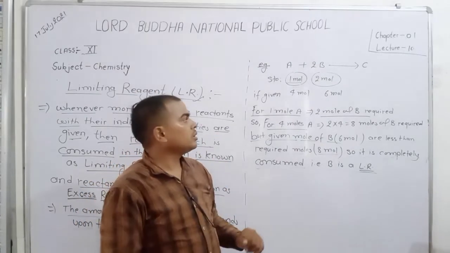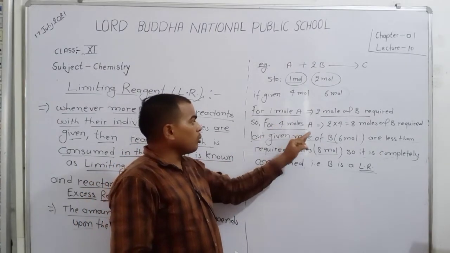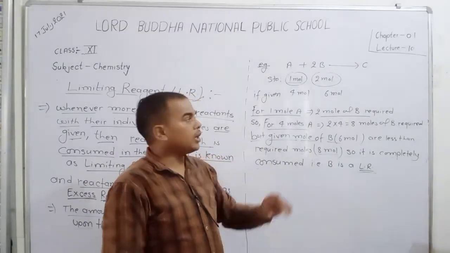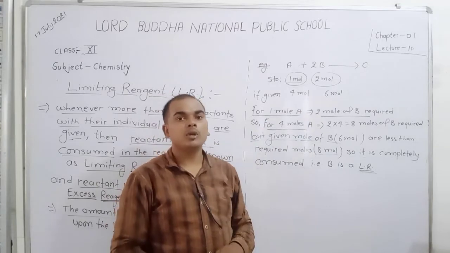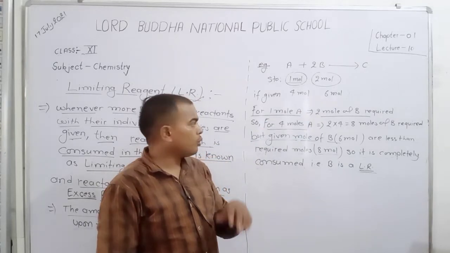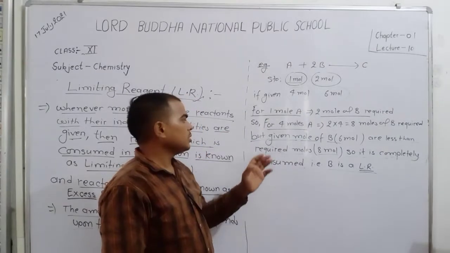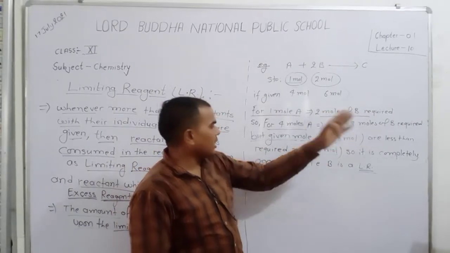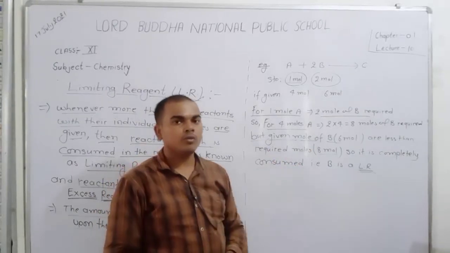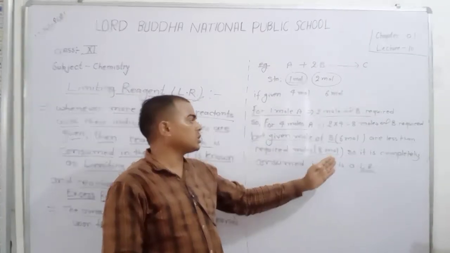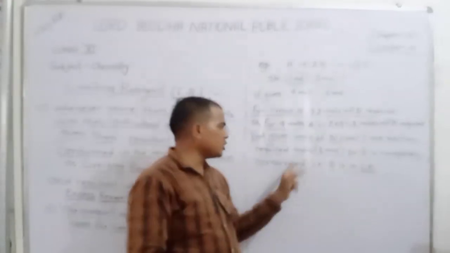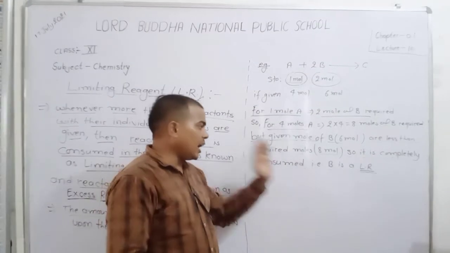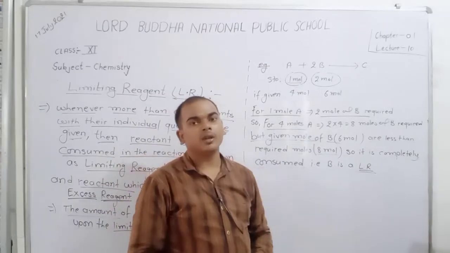But dear student, with 4 moles of A, the required amount of B is 8 moles, but in the question only 6 moles of B are given. So we say that the given 6 moles of B are less than the required 8 moles, so it is completely consumed during the reaction. It means B is the limiting reagent.